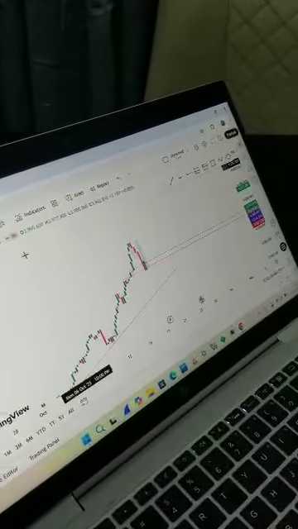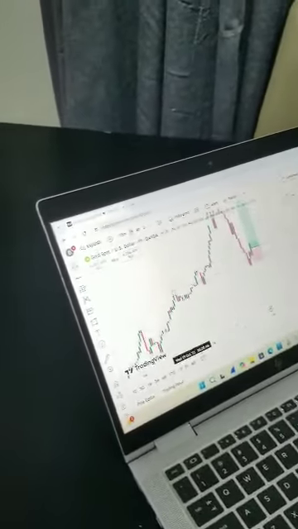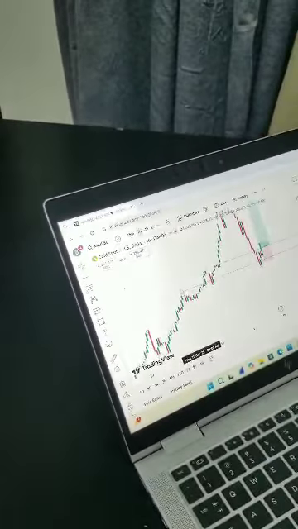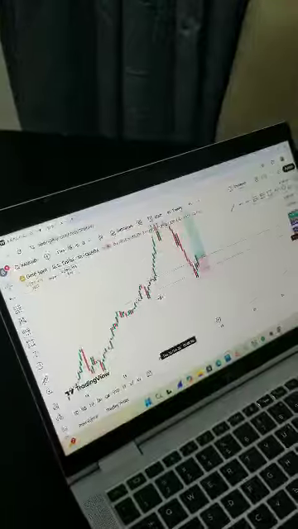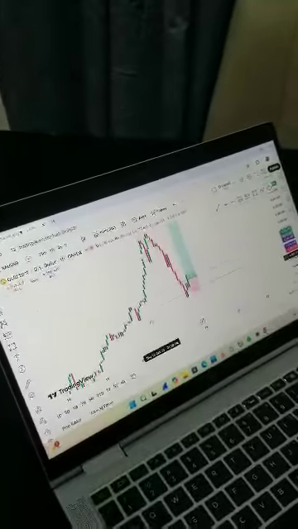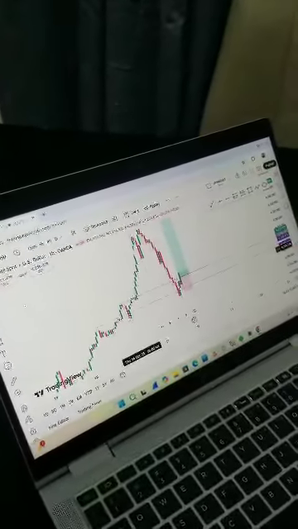So what did I do here? I'll just mark out the recent high and the recent low that it broke. As well, look at it here. This was a recent high that it broke. This was the recent high. Now, where I'm paying attention is this level here.